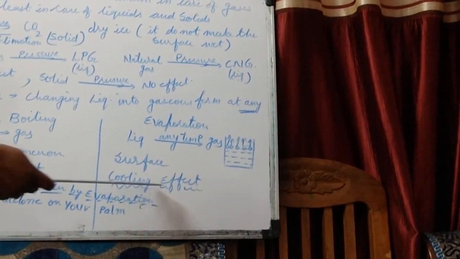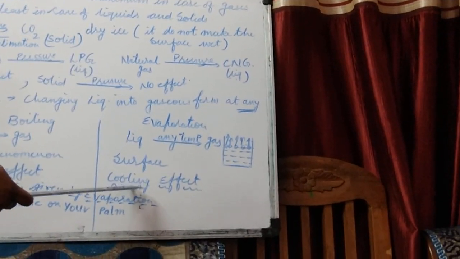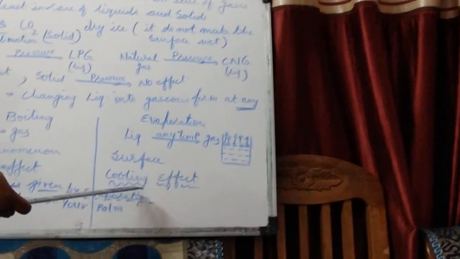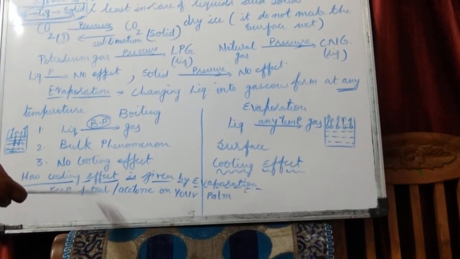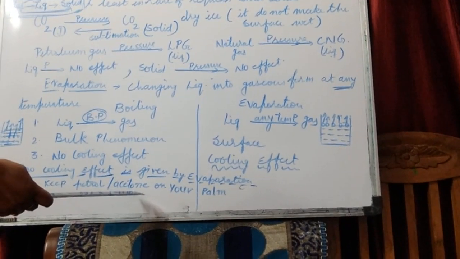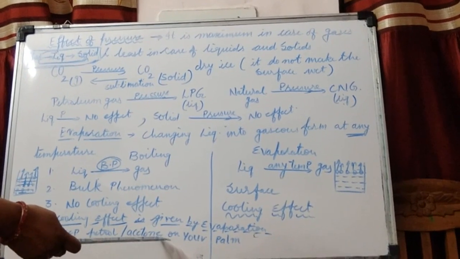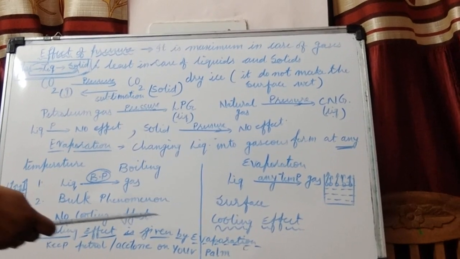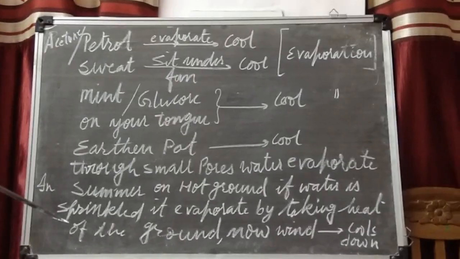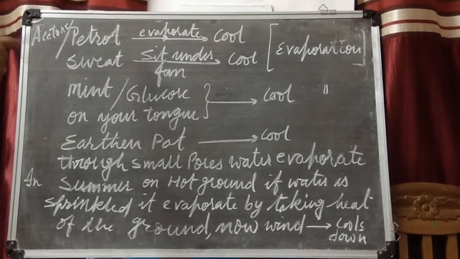But in case of evaporation, it is providing a cooling effect. I am giving stress: evaporation produces a cooling effect. How? I am proving it. Suppose you are keeping petrol, or if petrol is not available, acetone. What is acetone? Acetone is actually nail polish remover. Chemically it is acetone. When you keep this acetone or petrol on your palm, you feel cool.